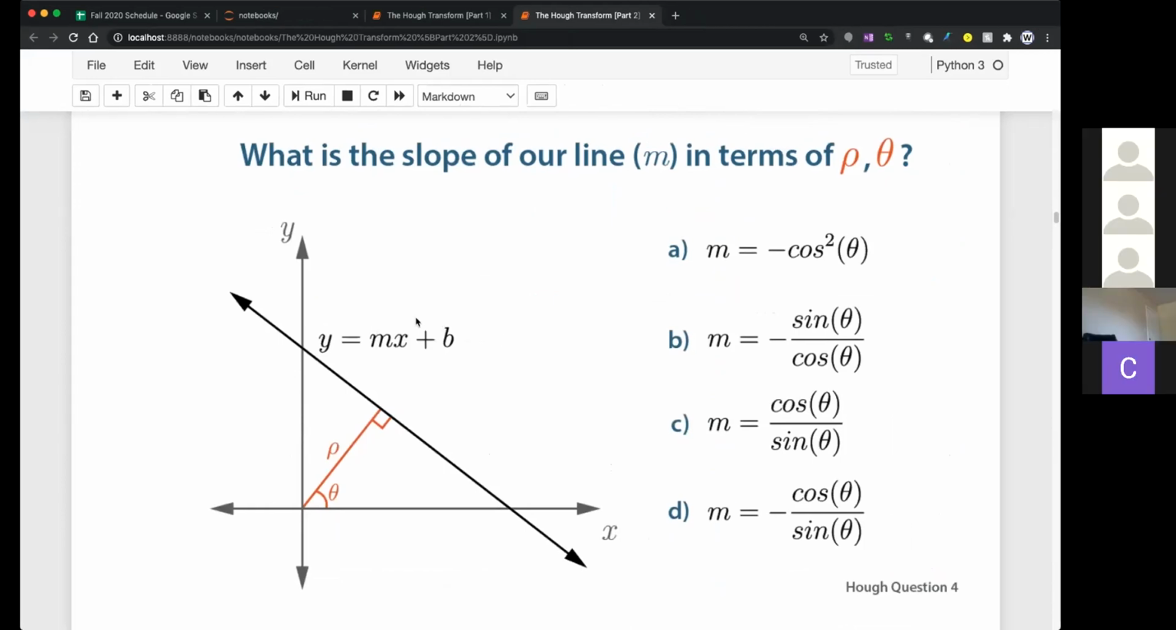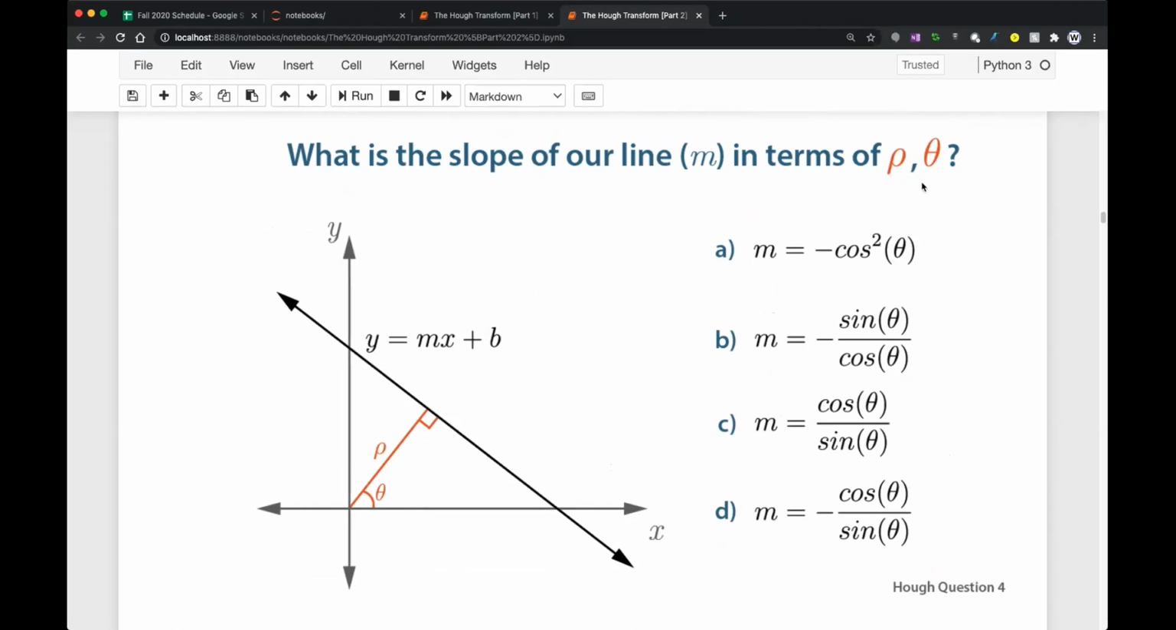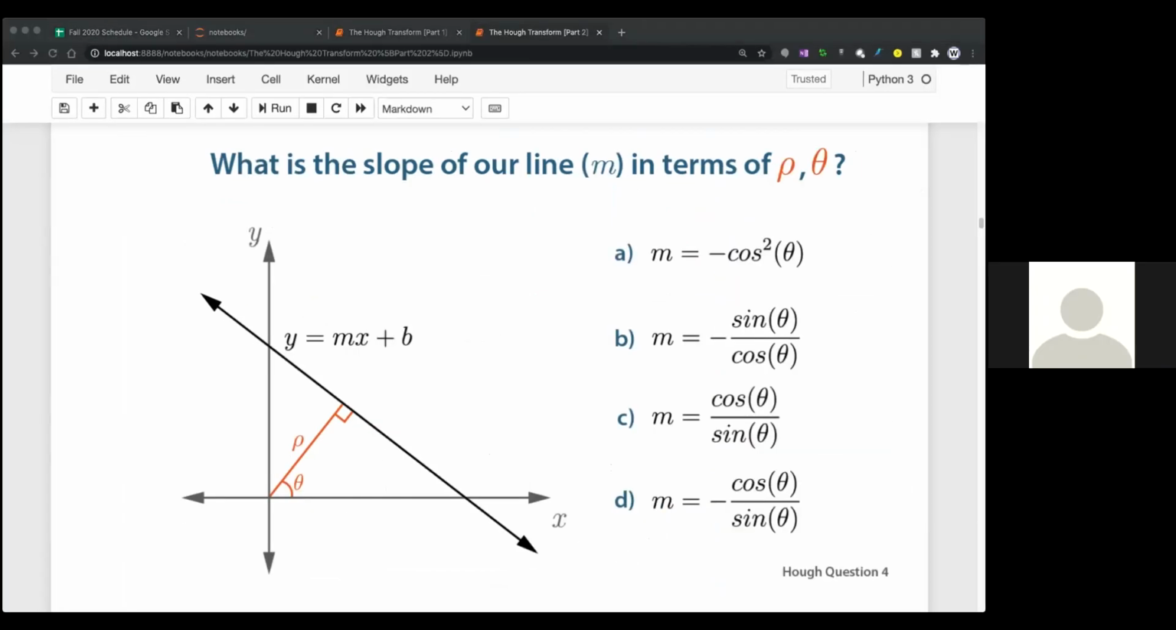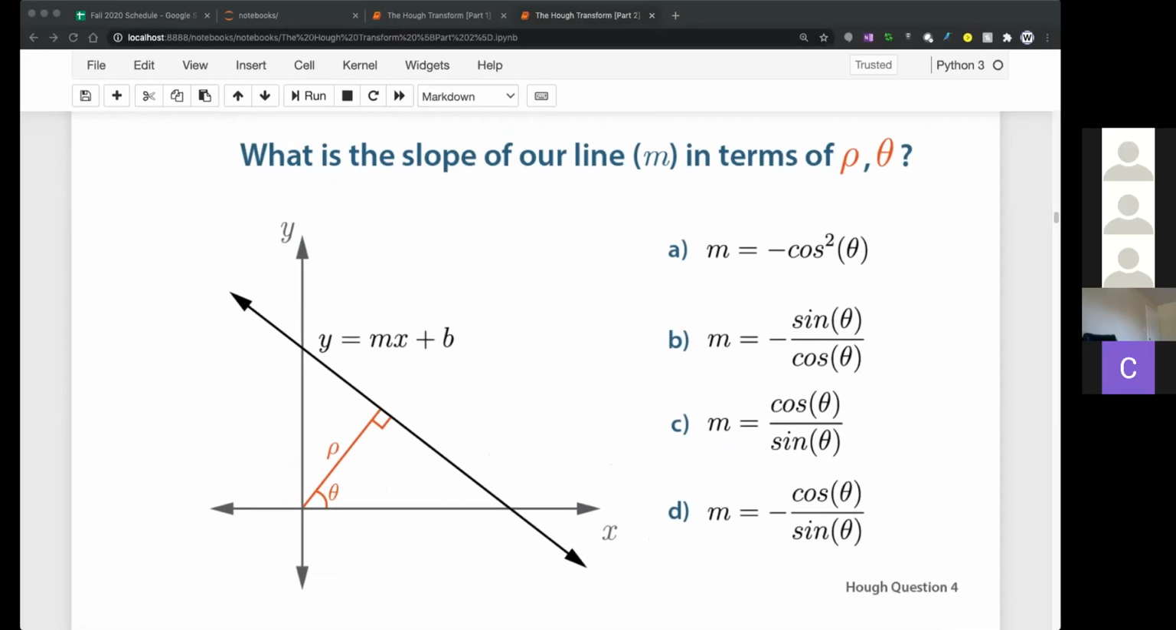There's one more piece of math that I want you to do now. You found the y-intercept, b, in terms of rho and theta. Now I'd like you to find the slope. How steep is this line in terms of rho and theta? Please take 60 seconds. I'm going to go on mute, take some time, think about it, and then we'll discuss the answer in 60 seconds.